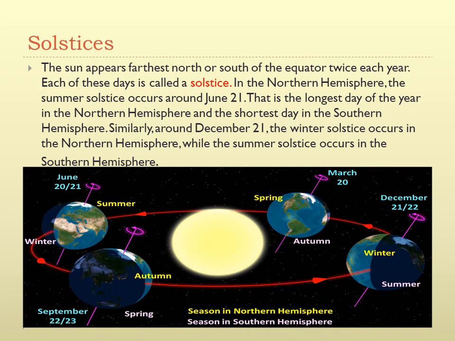Look at this picture. You can see June and December. In June and December, solstice means the Sun appears farthest north or south of the equator twice each year. So there will be the longest day of the year in the northern hemisphere and the shortest day in the southern hemisphere. This is called solstices.